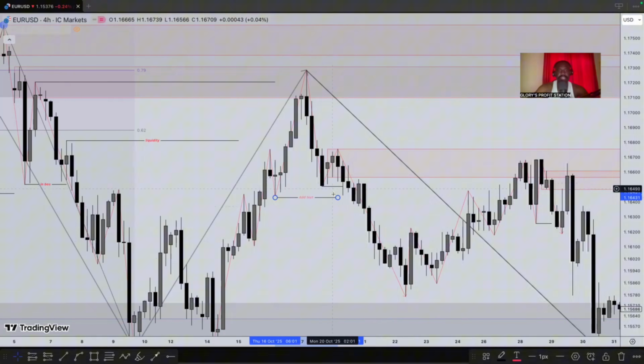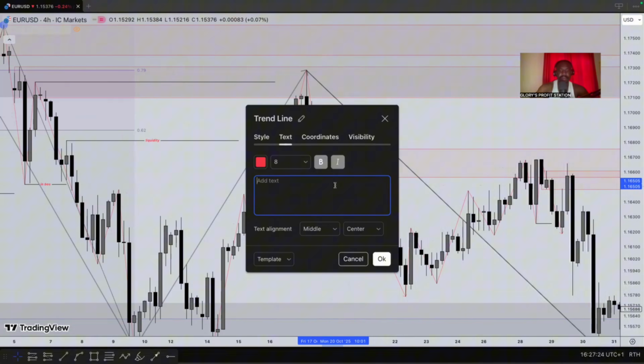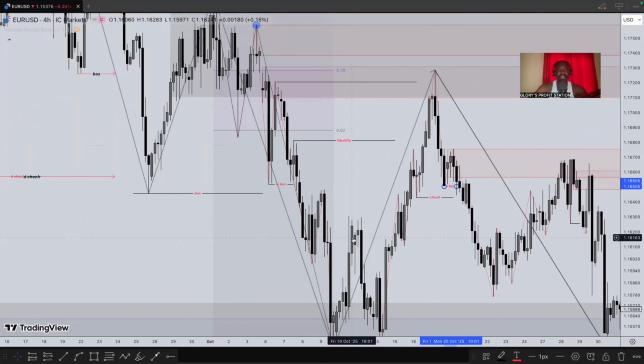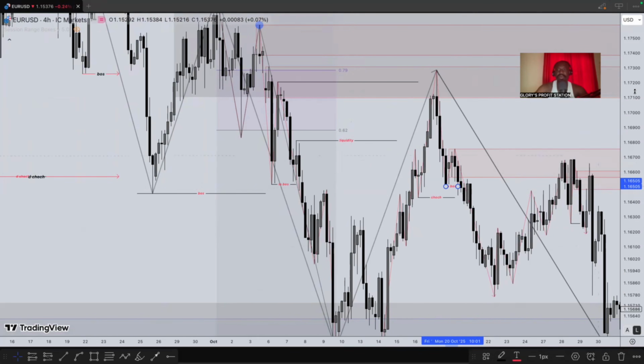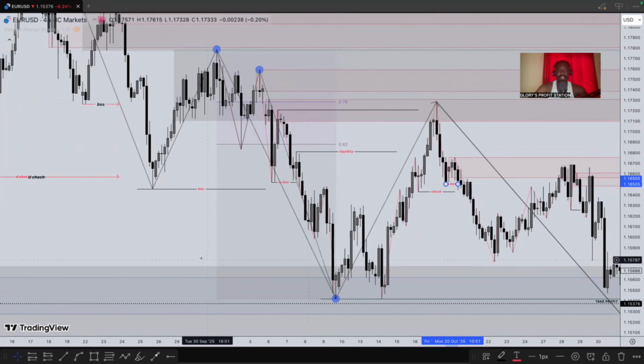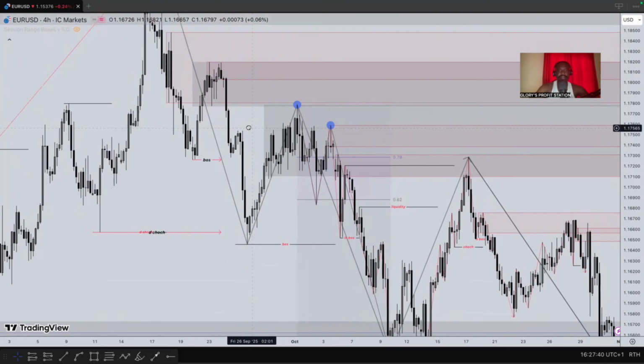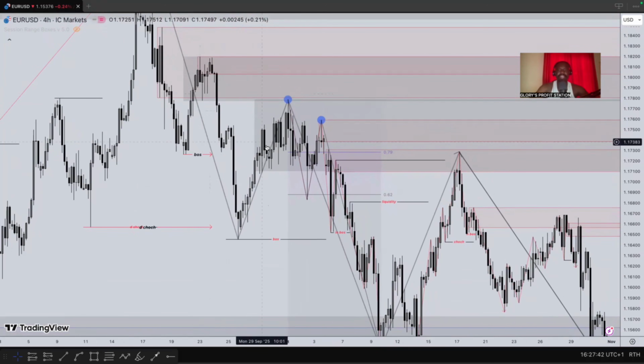After the change of character here, you can see how this level is a resistance level based on the fact that this is an internal break of structure before the change of character, exactly how we had this. Notice how fractal the nature of market structure is. So what we are having here is a bigger version of what we had here. Look at this very closely.